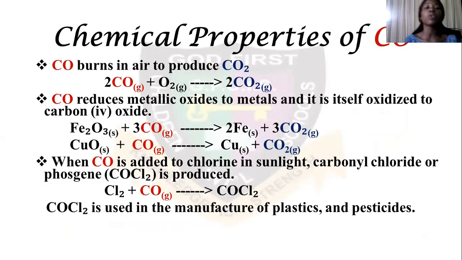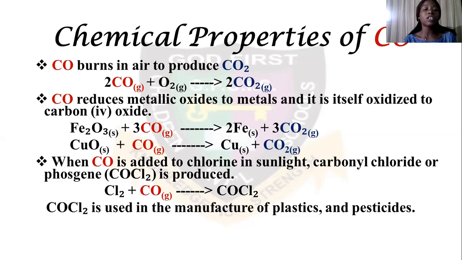Now let's look at the chemical properties. Carbon monoxide burns in air to produce carbon dioxide. So when it burns in air, carbon dioxide will now be produced. Then carbon monoxide reduces metallic oxide to metals, and it is itself oxidized to carbon dioxide. Now, this particular chemical property of carbon monoxide is useful. It's a useful property which is used industrially. You will soon see that when we go to the uses of carbon monoxide.